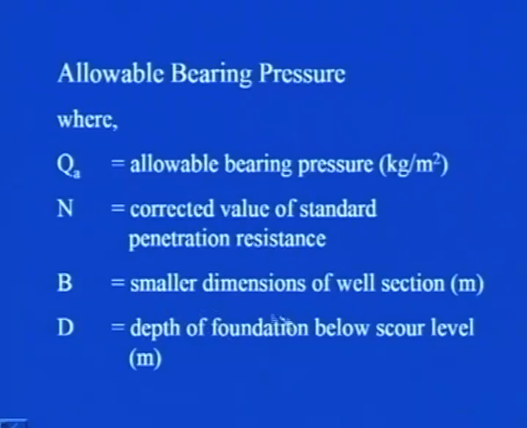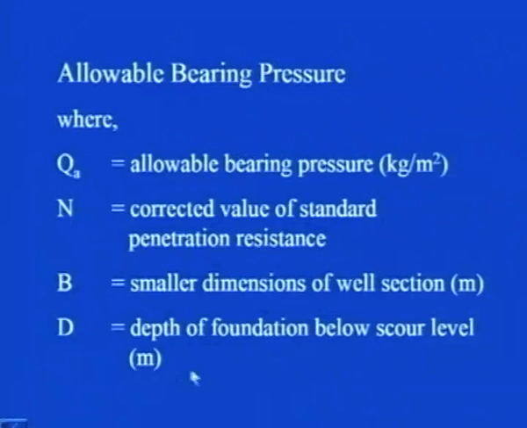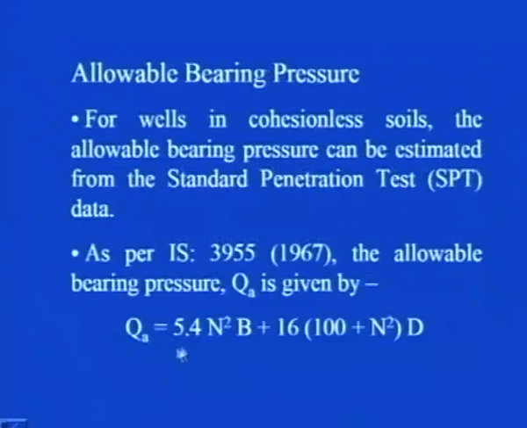Then B is the smaller dimension of the well section. Say if it is a rectangular section, then B is the smaller dimension of that rectangle. If it is oblong, then again the smaller dimension. Whatever the smaller dimension is, that is B. D is the depth of foundation below its cover level in meters. So, using this expression, you can get the allowable bearing pressure as per IS 3955-1967.